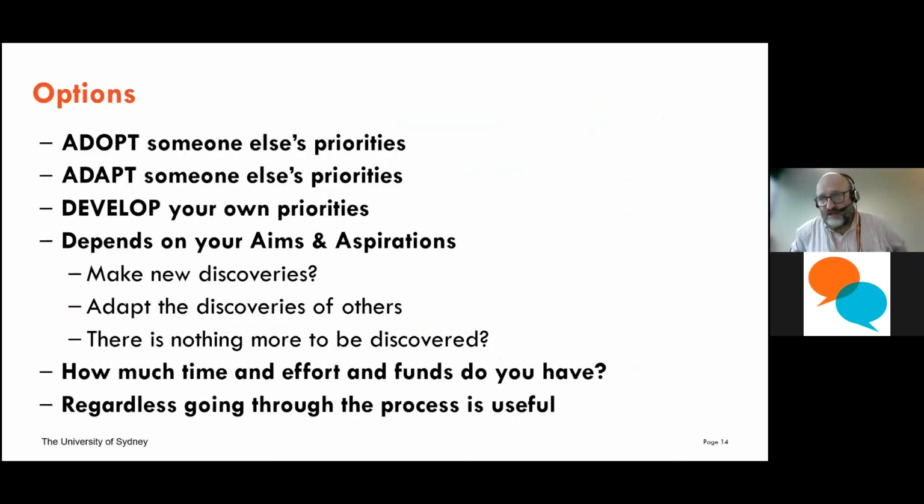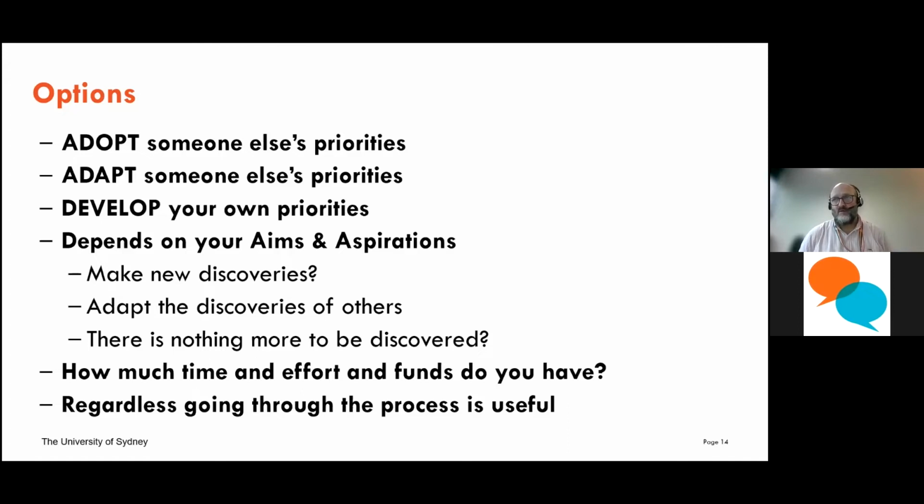So what are your options? It's easy to start off by taking on someone else's priorities. That doesn't require much work. One thing you could do that's a little bit more work is to adapt those. It's possible to develop your own priorities, and there are ways to do that. I really would recommend the James Lind Alliance process.